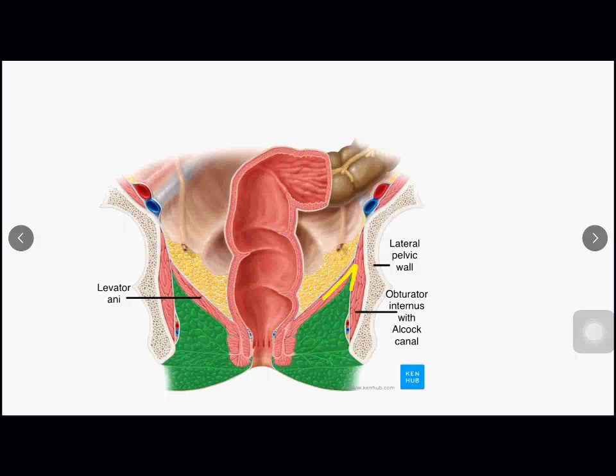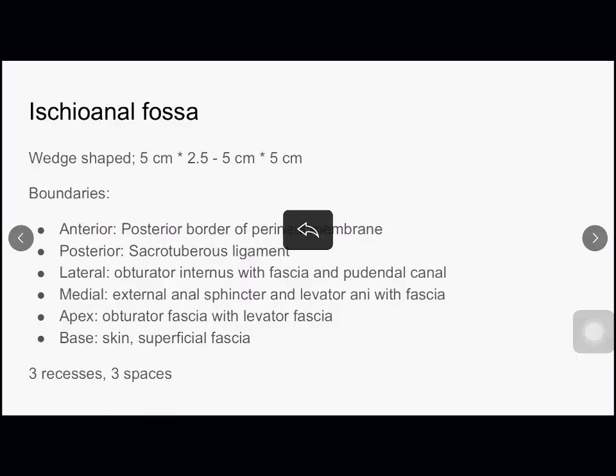Now coming to the apex and the base. The apex is formed by the union of the fascia over the levator ani and the fascia over the obturator internus. The base is formed by the skin and the superficial fascia. So I have told you the anterior and posterior boundaries, lateral, medial, apex, and base. The two things to remember in this ischioanal fossa are that it has 3 recesses and 3 spaces.